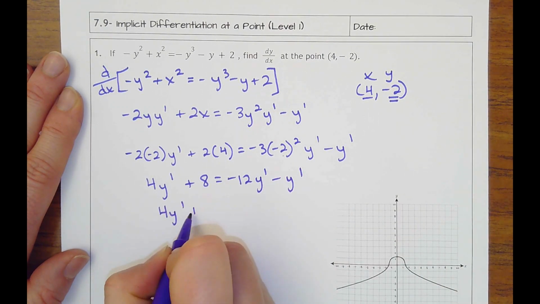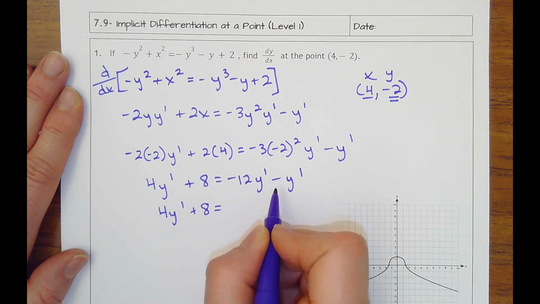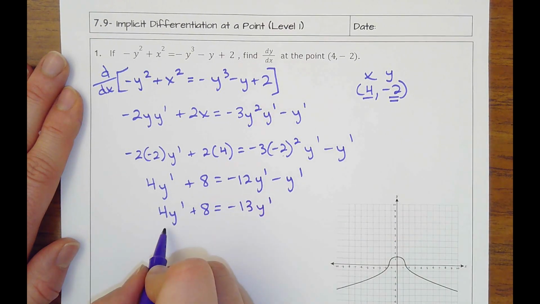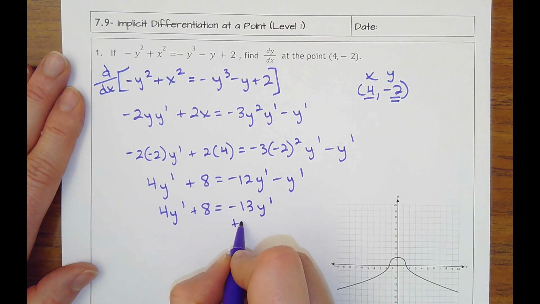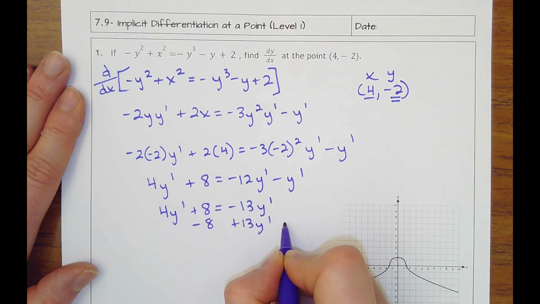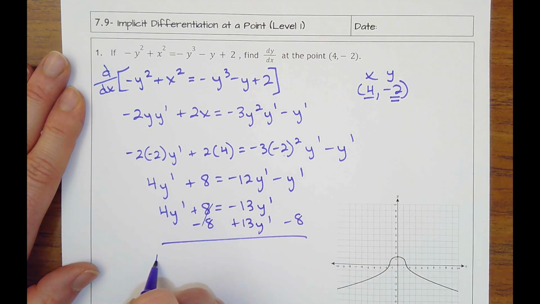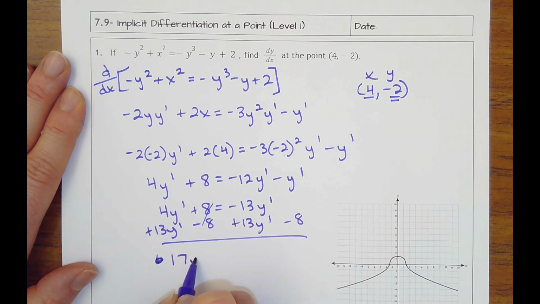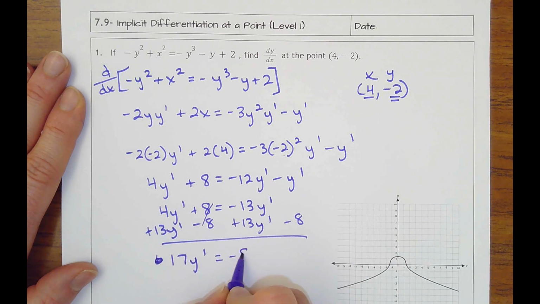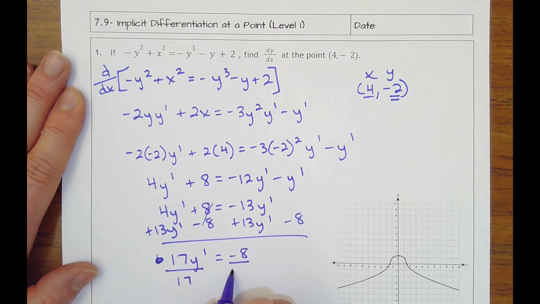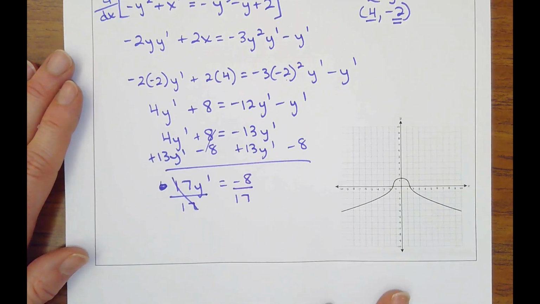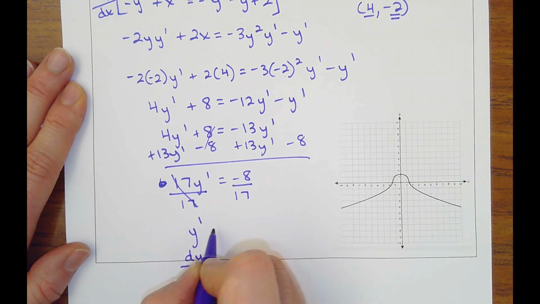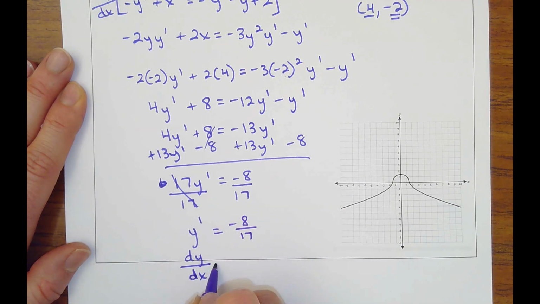And so if I combine like terms, I get -12 minus 1. Since these are like terms, they're all y primes, that would be -13 y prime. I'm going to add that, but then I'm also going to subtract 8. And so that gets 17 y prime equals -8, and then divided by 17. So this just goes back to algebra, just solving for a variable. So what that tells me is my y prime, or my dy over dx, is -8 over 17.